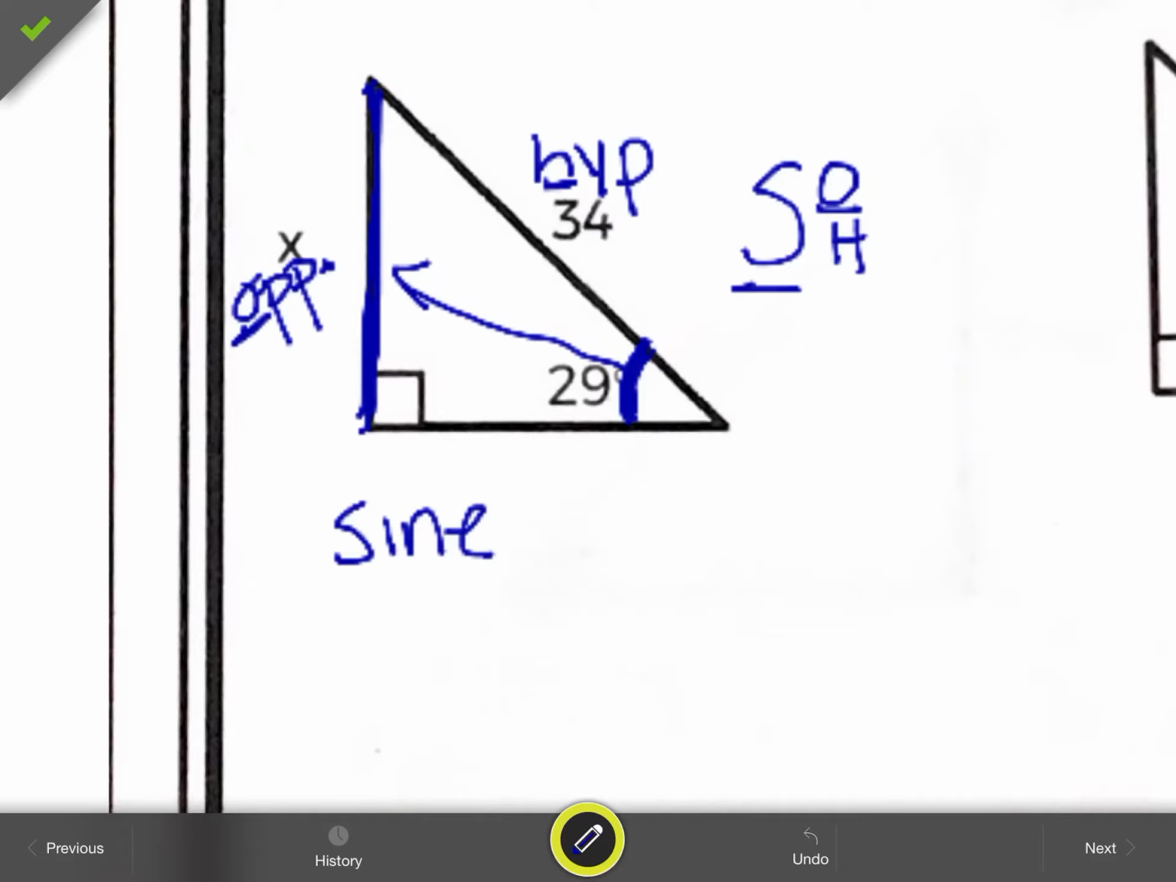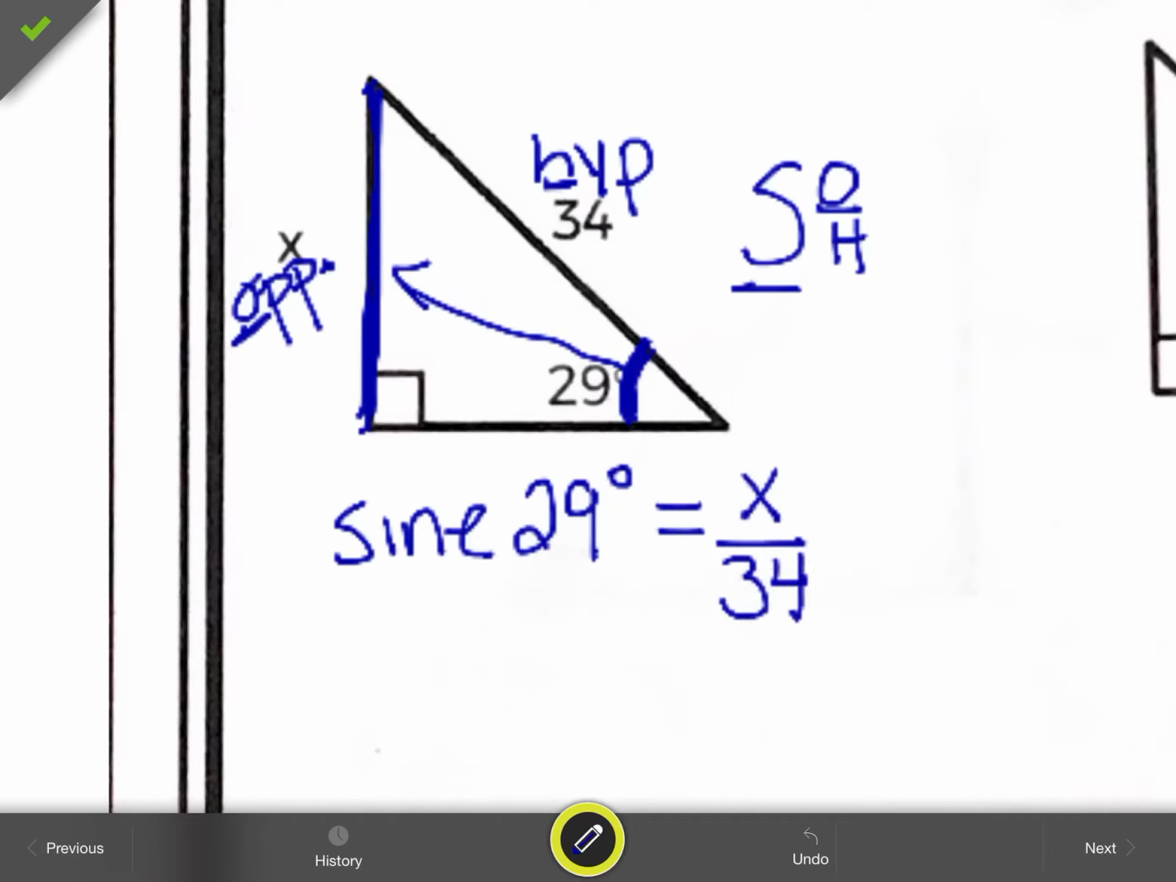Of what's the angle that I am using as my reference angle? What angle did I use to label opposite? Yeah, I used the 29, so I'm going to say sine of 29 degrees equals, okay, now I got to do the side over side. Now I'm going to write my fraction. Sine is opposite over hypotenuse, so I'm going to put x over 34.